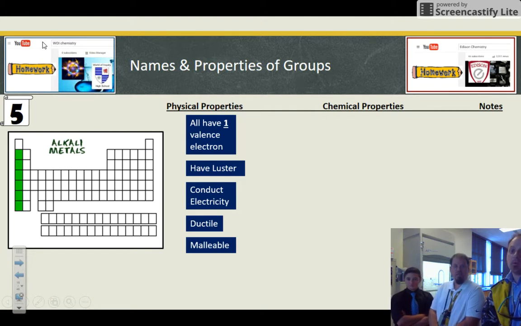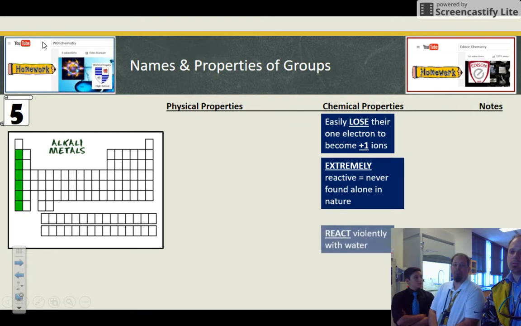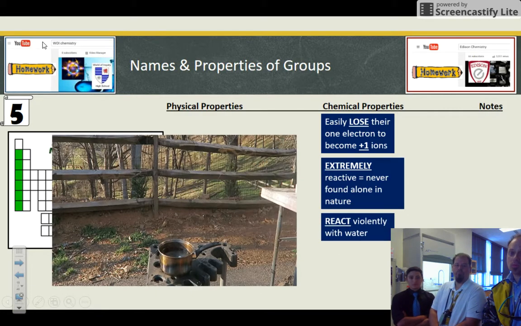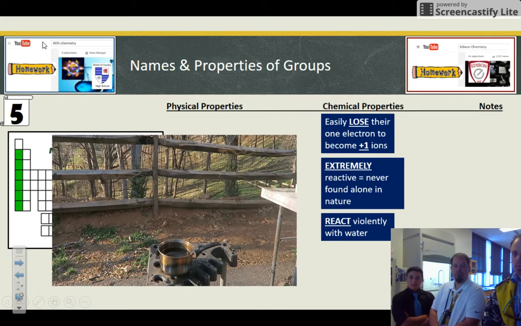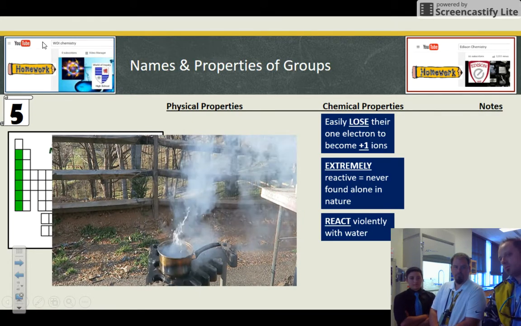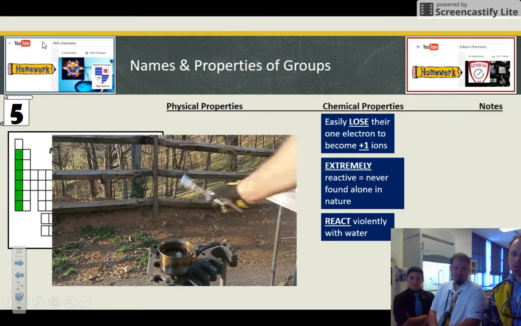Okay, good. Chemical properties of said alkali metals. They want to lose their one valence electron, so they become +1 ions. They're extremely reactive. They would never be found in nature by themselves. And they react violently with water, as you can see.